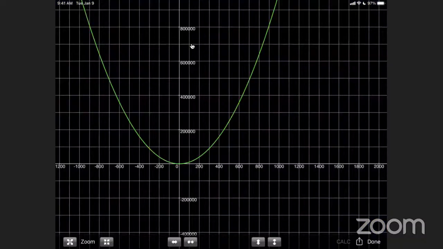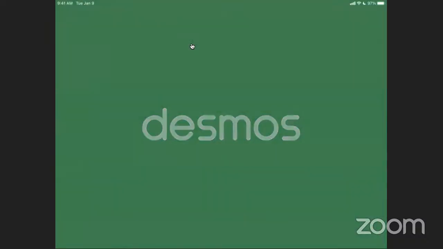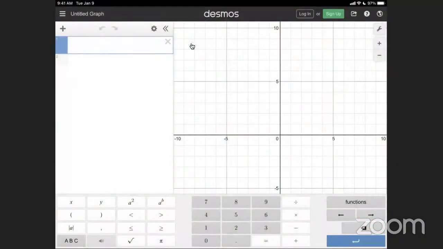what's it look like on yours? My calculator is still thinking. Oh, I'm trying to think if I have another graphing calculator. Desmos. Does Desmos have graphing functionality? Oh yeah. Let's try it on Desmos. Maybe we'll be able to see it better.